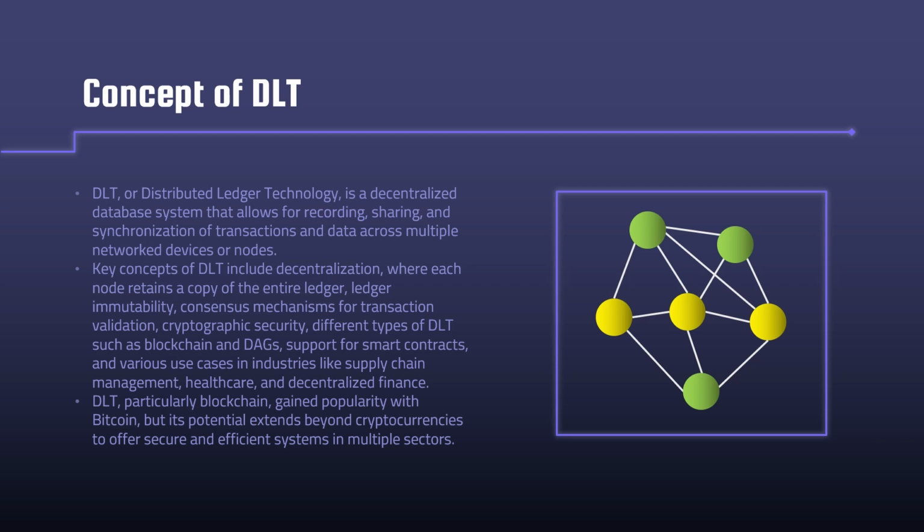Different types of DLT, such as blockchain and DAGs, support smart contracts and various use cases in industries like supply chain management, healthcare, and decentralized finance. DLT, particularly blockchain, gained popularity with Bitcoin, but its potential extends beyond cryptocurrencies to offer secure and efficient systems in multiple sectors.